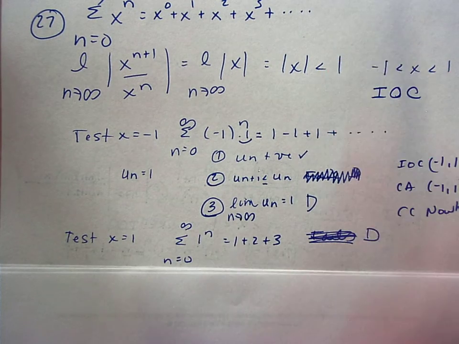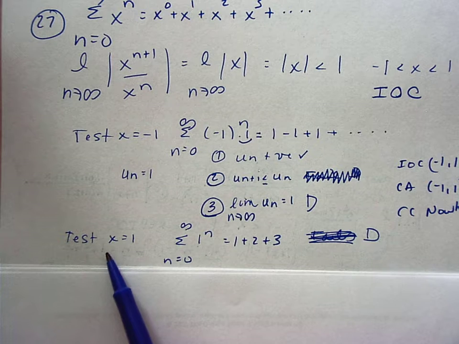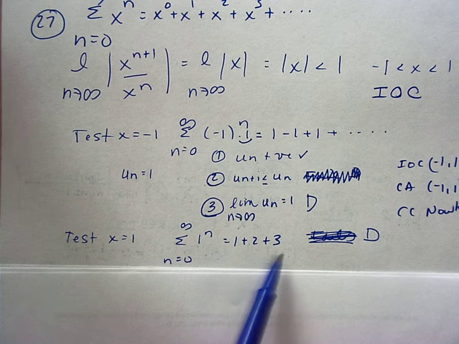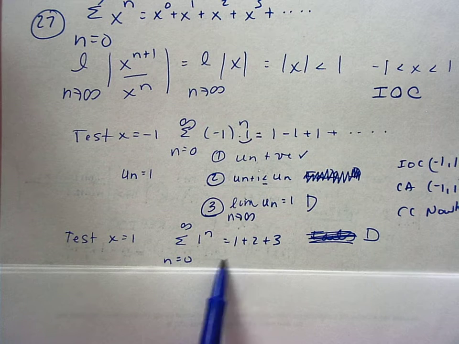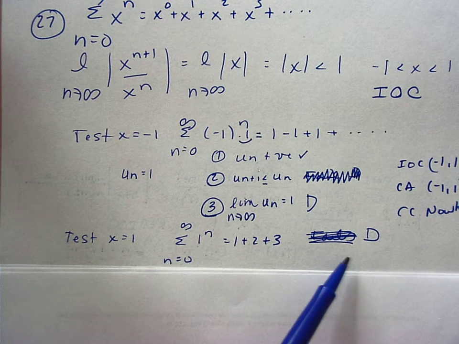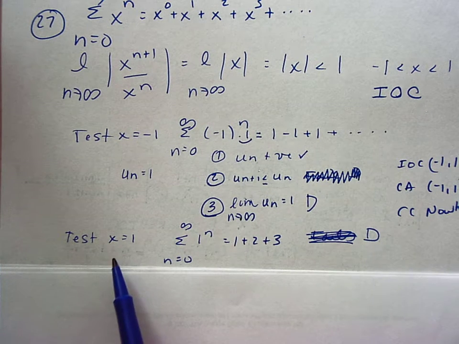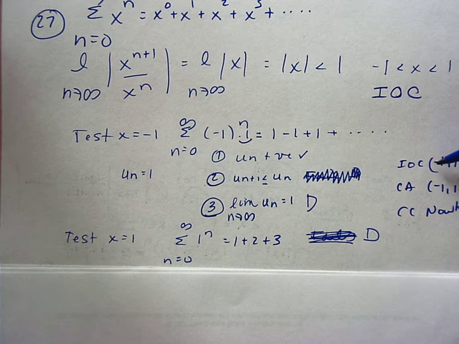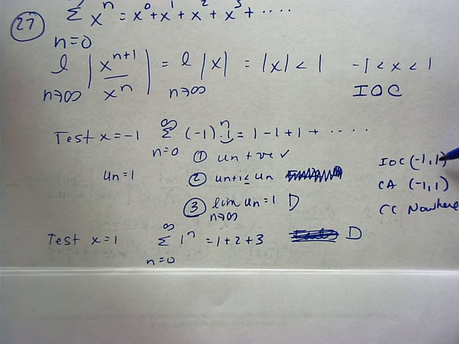Continuing on, now we're going to test when x equals 1. Putting 1 into our series, all I have to do is write out a few terms, and I can see that this diverges. So 1 is also not included at the endpoint. So my interval of convergence goes from -1 to 1.